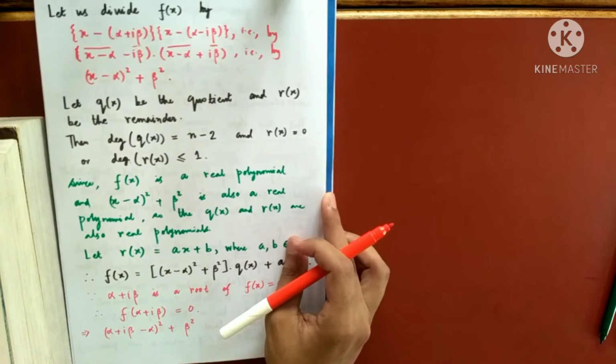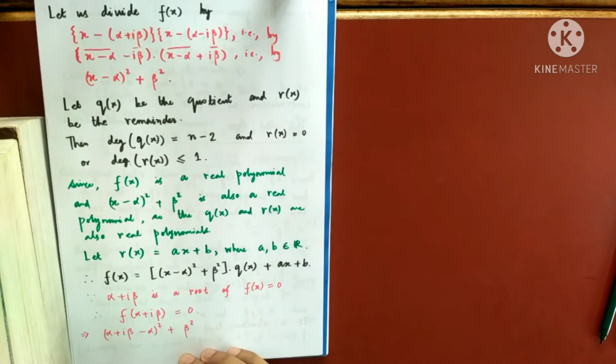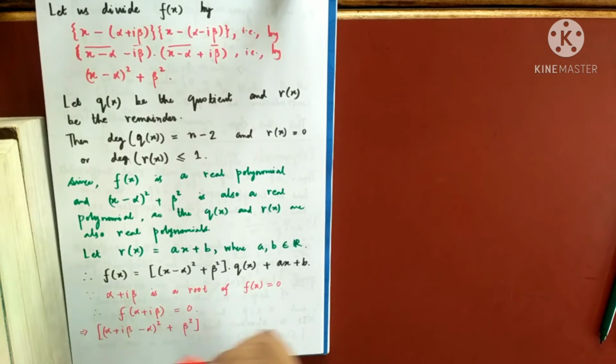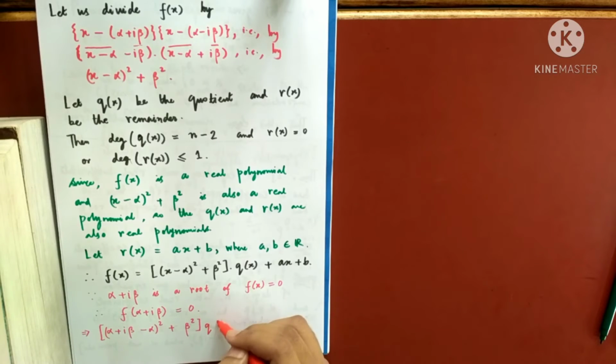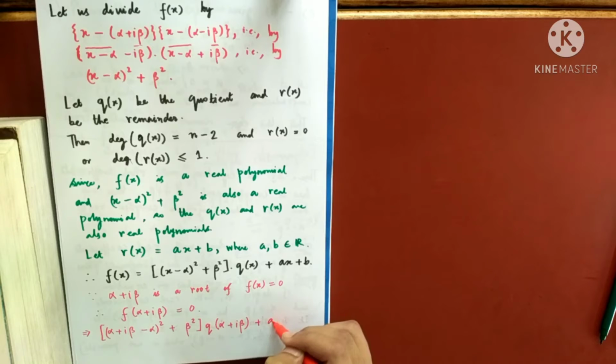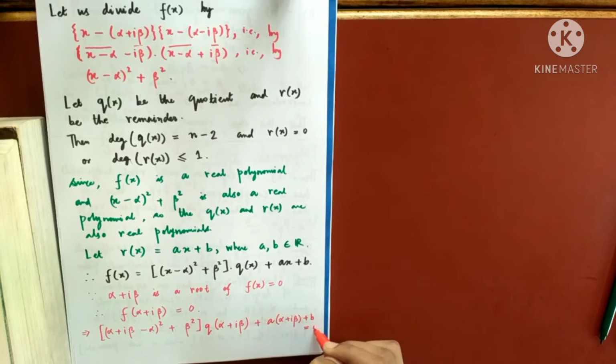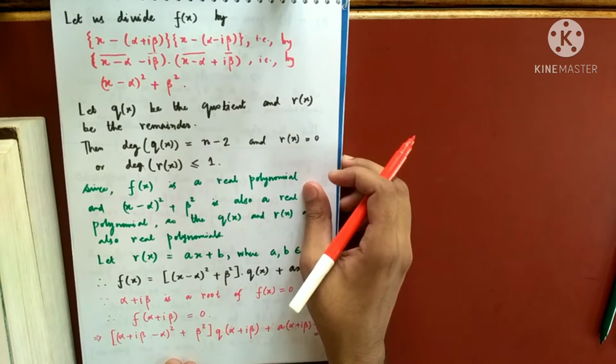Towards my left. Aditya, please turn your phone to landscape mode. That will be easier, I guess, to see. Just check once, Aditya. So this will be, this equals 0. Okay.